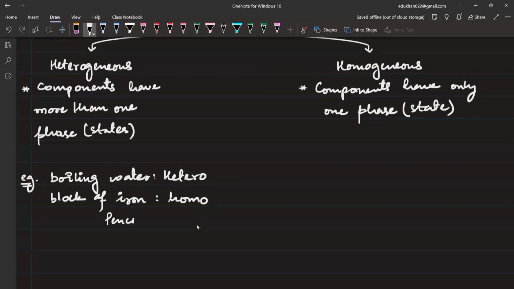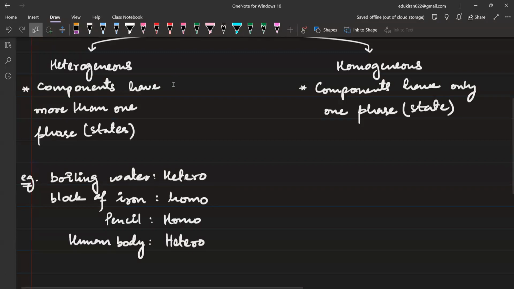Similarly, if I take pencil, so pencil is also going to be what? It is going to be homogeneous because all the components inside a pencil are what? They are solid. The wood part is also solid, and the lead or the graphite part is also solid. If I talk about human body, then human body is going to be heterogeneous because the skin is solid, the muscles are solid, the skeleton is solid, but the blood which we have, it is what? It is in liquid state. Then we are breathing also, so we are taking in air. So inside our lungs we have gas, so that is also going to be gas.